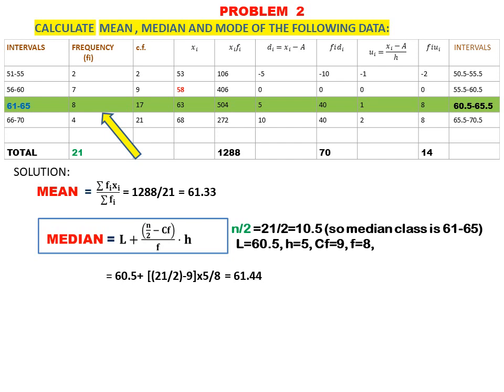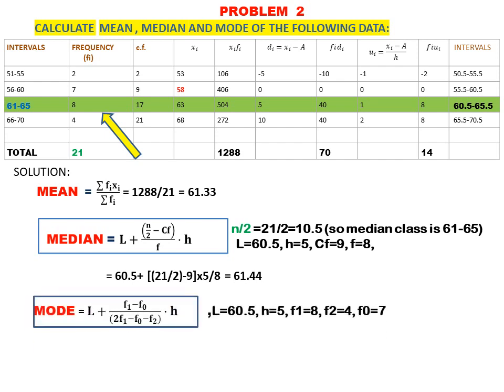So approximately the mean, median and mode values are almost equal. Right? Approximately they are the same. So you have to see that also. The next is the mode. Mode we have to calculate. The formula is L plus F1 minus F0 upon 2F1 minus F0 minus F2 into H, right?